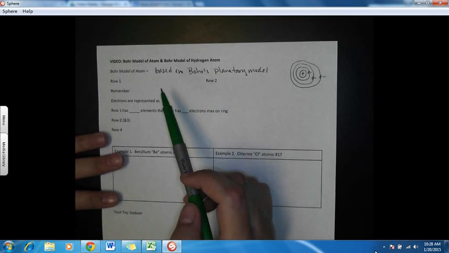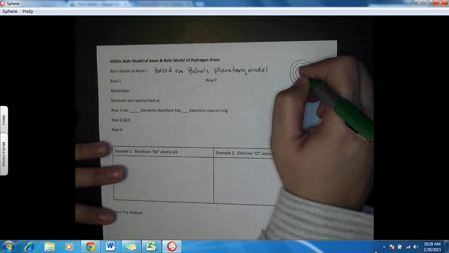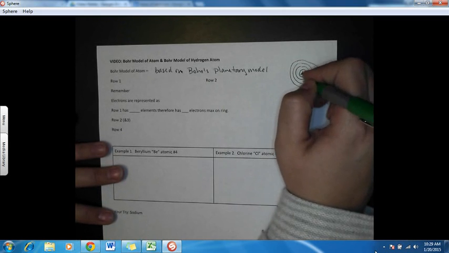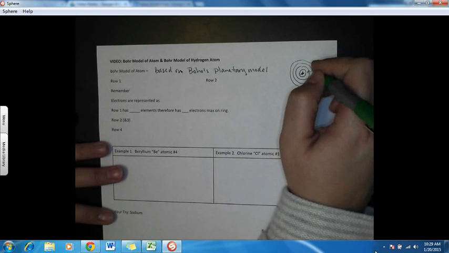Alright, so today we're going to learn about Bohr's model of the atom. Now this is the same model you've been learning since middle school, and it's based on Bohr's planetary model, where he said that there's a positively charged nucleus at the center, and there are electron clouds or rings around the nucleus where the electrons are located, like planets orbiting the sun.